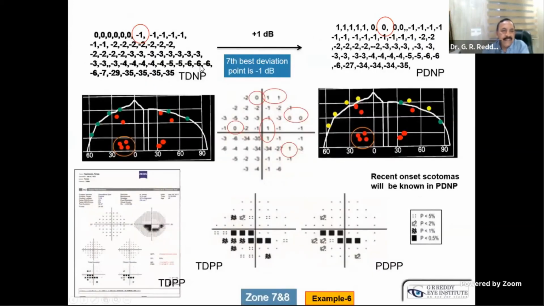Sometimes the seventh best point may be -1. So we add only +1. This is the -1 here. This is the seventh best deviation point. This seventh deviation point, we bring +1 is added. So they will be elevated by 1 dB. By elevating by 1 dB, we don't usually see any gross change in the probability plots.